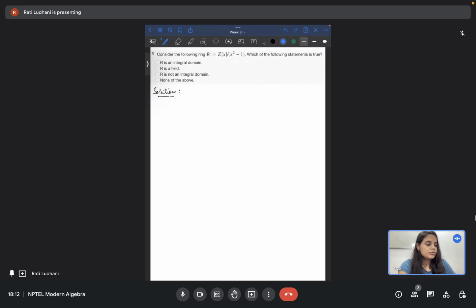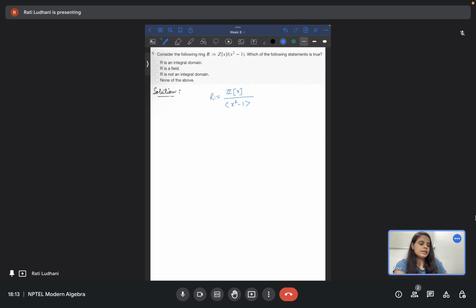Consider the following ring R, which is equal to Z[x] mod the ideal generated by x square minus 1. Then which of the following statements is true? The ring is given to be Z[x], the ring of polynomials over the integers, and the ideal is x square minus 1. Just take this quotient ring. Then what has been asked is whether R is an integral domain, or R is a field, or R is not an integral domain, or none of the above.